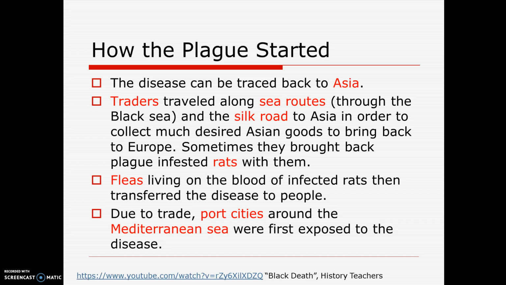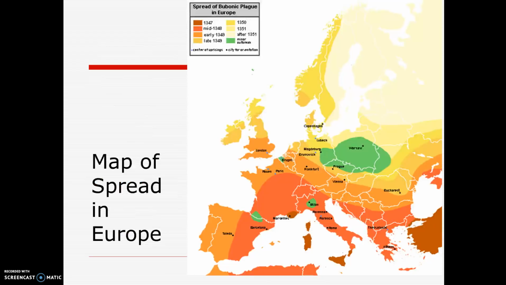Sometimes they brought back plague-infested rats with them. So you probably heard that in the video: fleas on rats, fleas on rats. Those fleas, living on the blood of infected rats, then transfer the disease to people. Therefore, due to trade, port cities around the Mediterranean Sea were first exposed to the disease. And below is a link to the video that you watched in the warm-up today. If you need more time to write down your answers, every word or phrase that's highlighted in red, pause the video, do so, then replay it and continue.